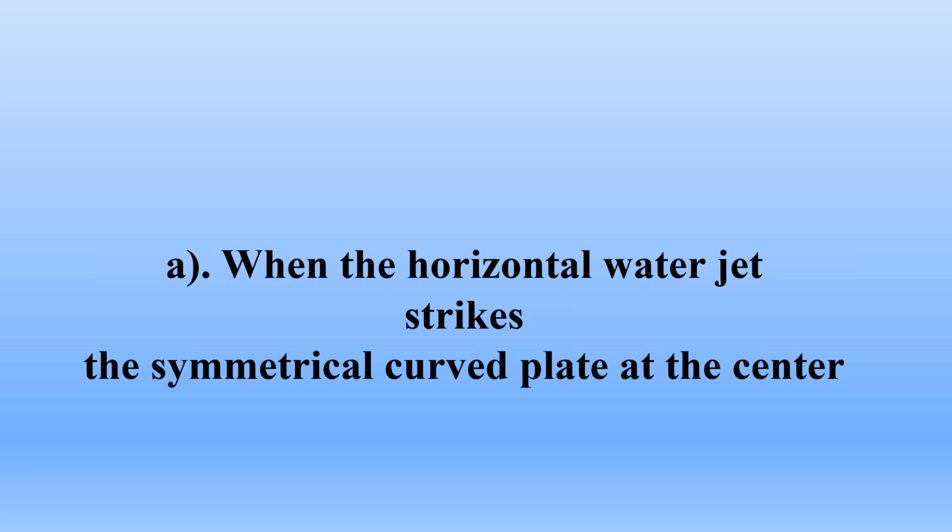The first condition, the water jet is horizontal. It strikes, it impacts the symmetrical curved metal plate at the center. Here also the metal plate is stationary. So the first discussion is the water jet is horizontal. It strikes the symmetrical curved metal plate at the center. Check this diagram of this first condition.